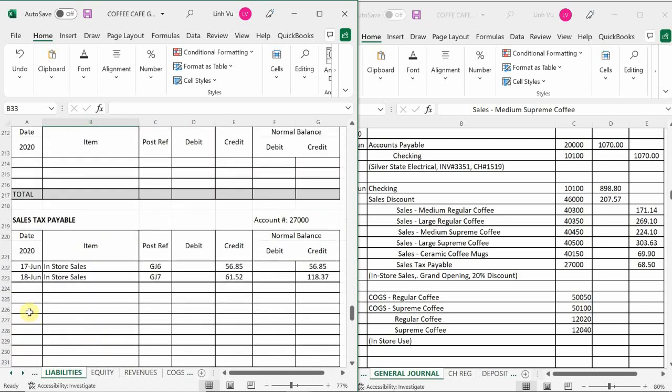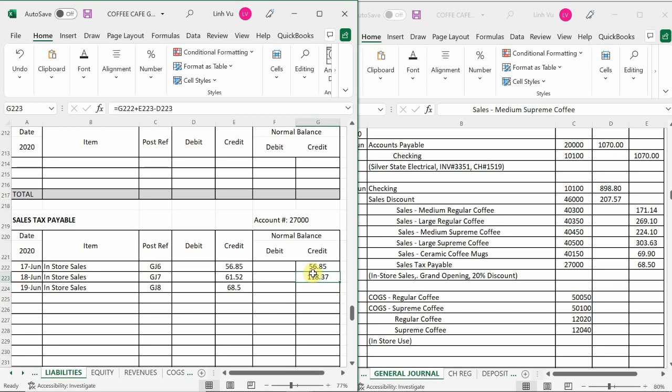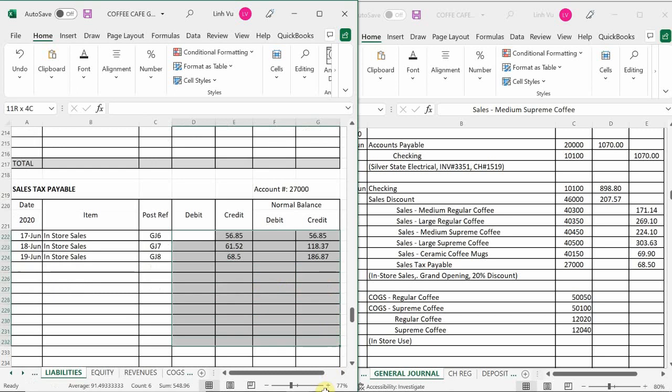Here we go, sales tax. In-store sales. For a total of $68.50. Okay. So that should give me my account balance that I owe the government a total of $186.87.